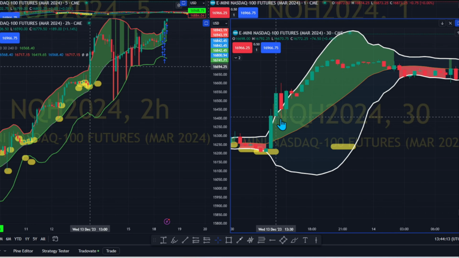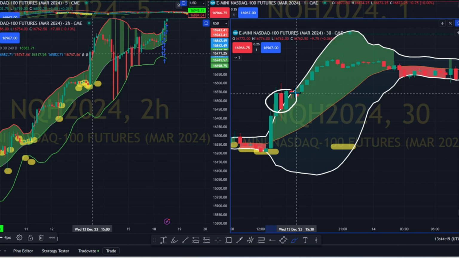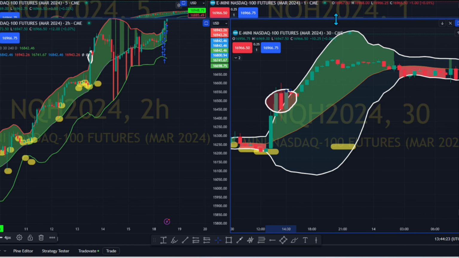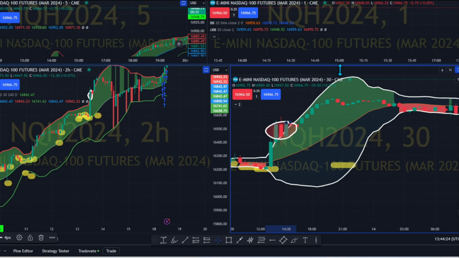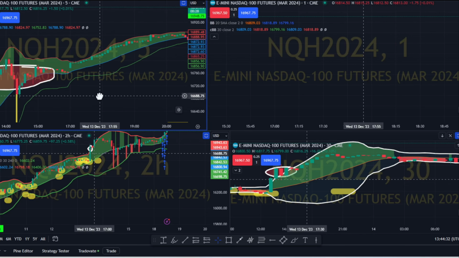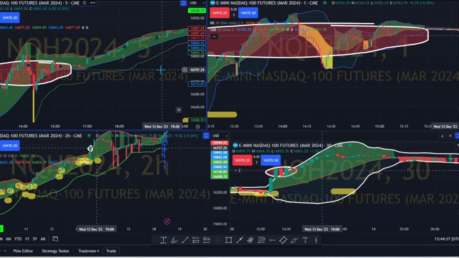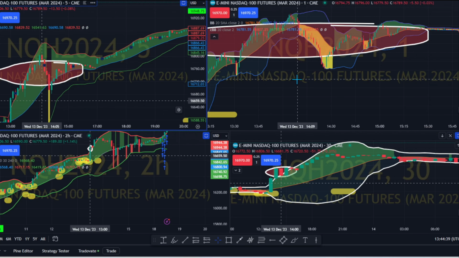But when you have something like this, let me show you this real quick and then I'm going to cut this video. Let's circle this. Let's go down to sync in a layout. Let's see how this looks on the 5-minute chart. We're going to find this area on the 5-minute chart. Okay, so that's this area on the 5-minute chart. Now that you know this area on the 5-minute chart, let's look for it on the 30-minute chart.